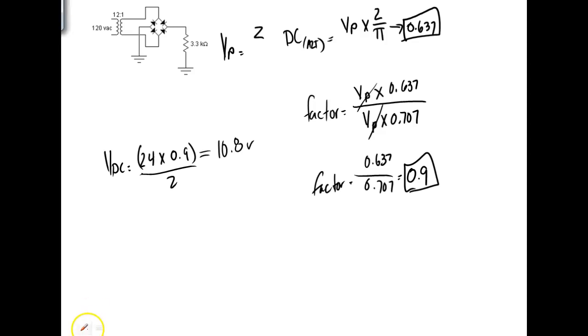Okay, so let's do this one. We'll do the longhand method and then we'll do the shortcut method and see what we come up with. So first of all, I'm going to calculate V secondary. I'm going to take 120 and divide that by 12. So that gives me 10 volts, right? This is AC.